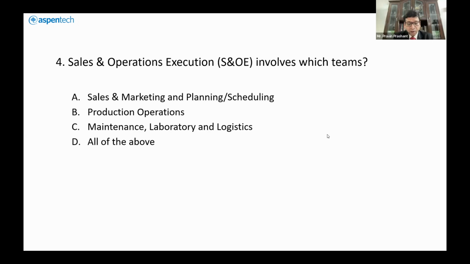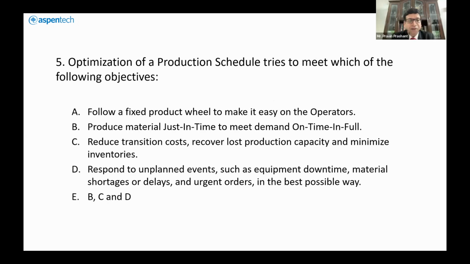Optimization of a production schedule tries to meet which of the following objectives? A, follow a fixed product wheel to make it easy on the operators. B, produce material just in time to meet demand on time in full. C, reduce transition cost, recover lost production capacity and minimize inventories. D, respond to unplanned events such as equipment downtime, material shortages or delays, and urgent orders in the best possible way. And E, B, C, and D.